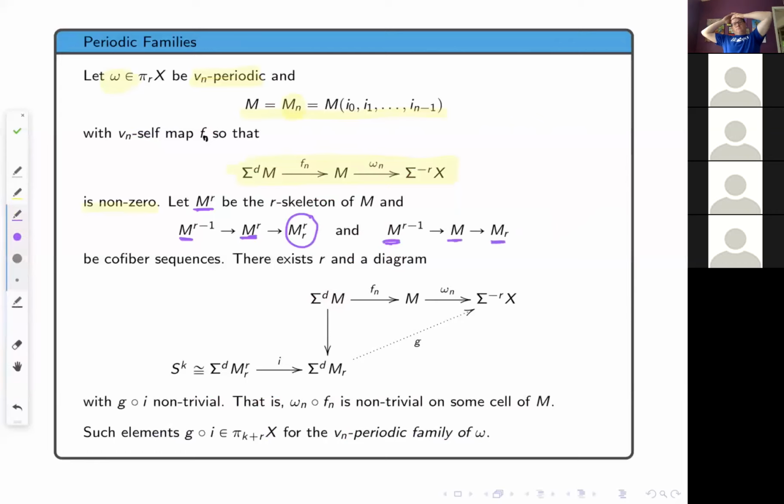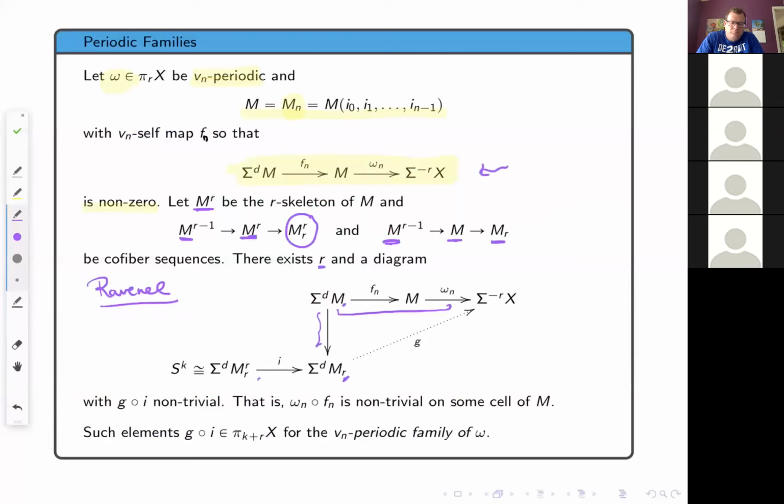All right, so this is discussed in Ravenel. You can show that if you have this situation that we're in, then you can produce a diagram like this. So you look at this composite here. Then there's some R, some skeleton where you can form the following thing. You can look at the map from M to the quotient, M modulo its r-1 skeleton, so that's given by this map.